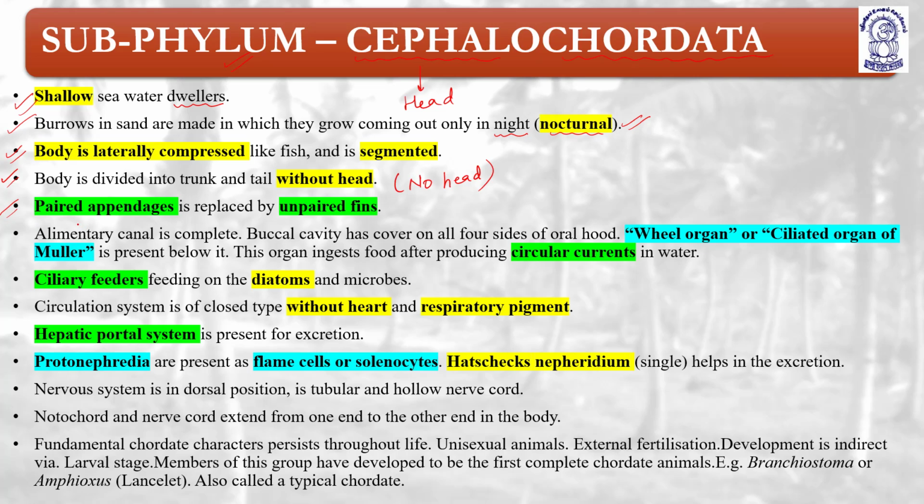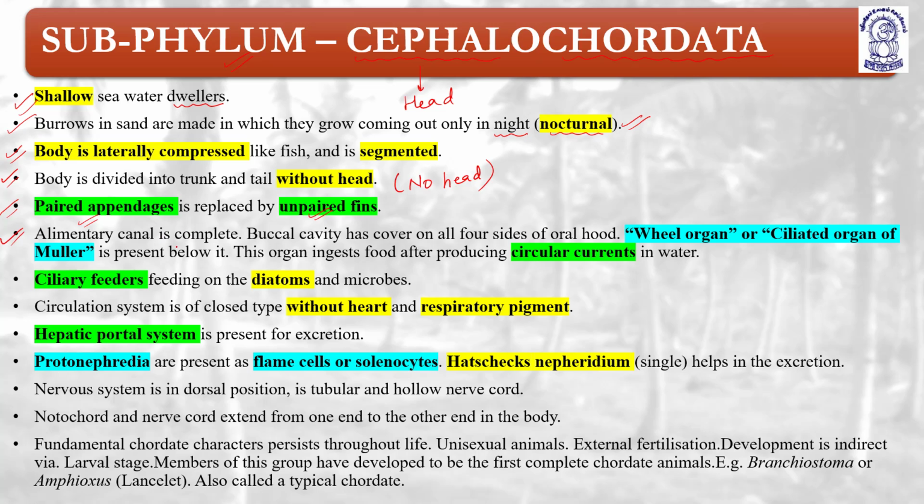Paired appendages are replaced by unpaired fins. In the case of Urochordates, or tunicates, previously there were paired appendages, but now these paired appendages are replaced by unpaired fins. These unpaired fins are required for exactly the formation of fishes. That's why the paired appendages are replaced by unpaired fins, right?